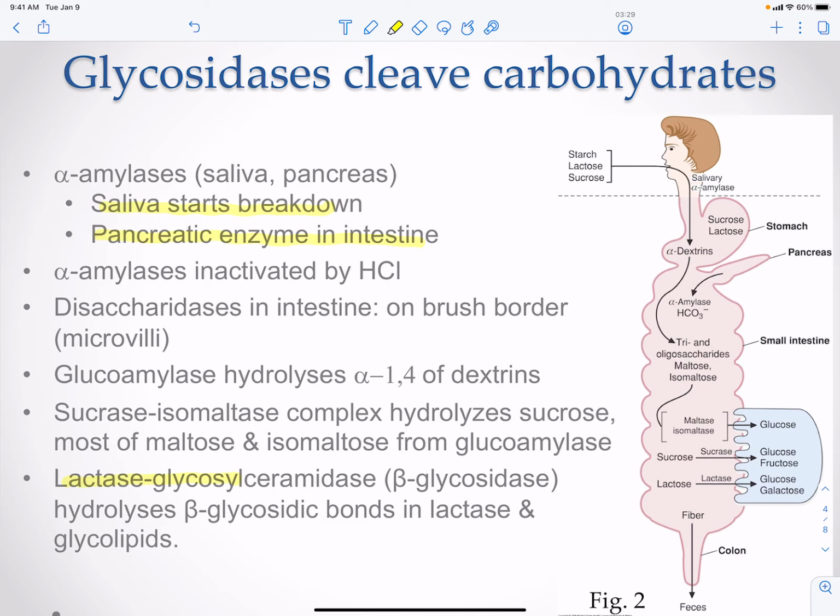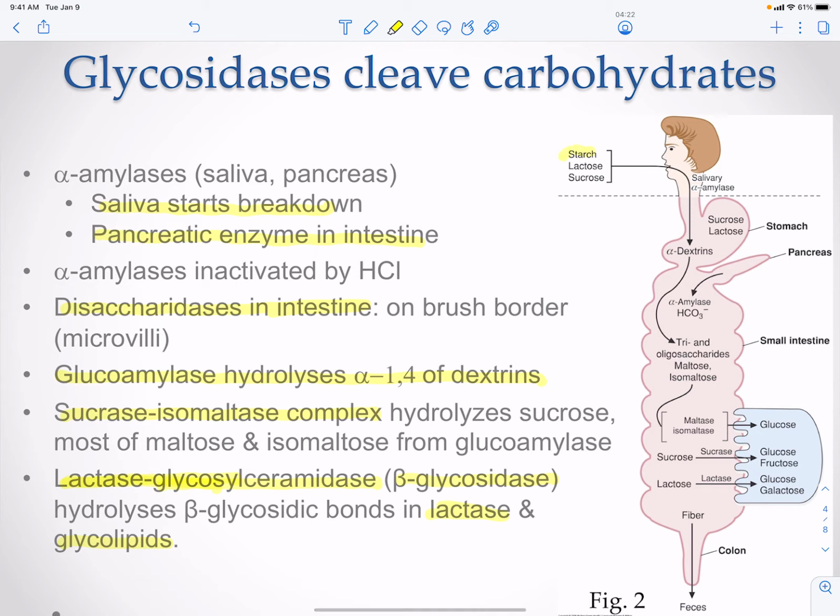We have a glucoamylase, which hydrolyzes alpha-1,4 bonds of our dextrins. Then we have a sucrase-isomaltase complex, and this is important because it's the complex that will hydrolyze the alpha-1,6 bonds as well as 1,4 bonds. We have a lactase-glycosylceramidase, beta, which is also referred to as a beta-glycosidase complex, and this helps with our lactose and our glycolipids. So when sugars are attached to ceramide, for example, this is the enzyme that will release ceramide and glucose so you can absorb the glucose.